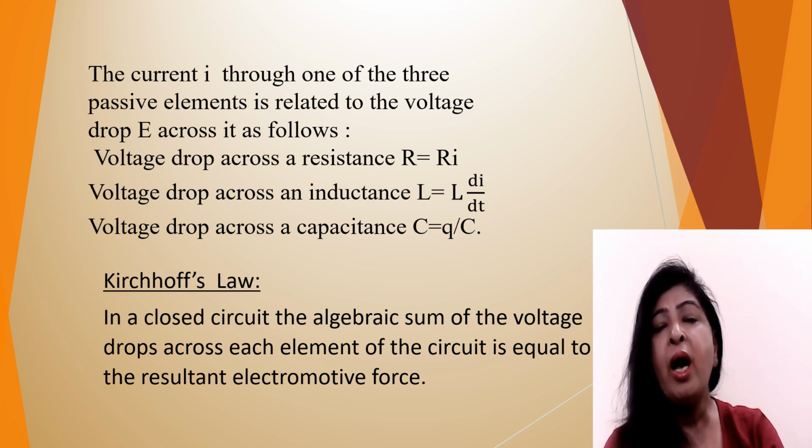Now, the current I through one of the three passive elements is related to the voltage drop across it as follows. The voltage drop across resistance is given by Ri. Voltage drop across inductance L is given by L into di by dt. Voltage drop across capacitance is given by Q by C.